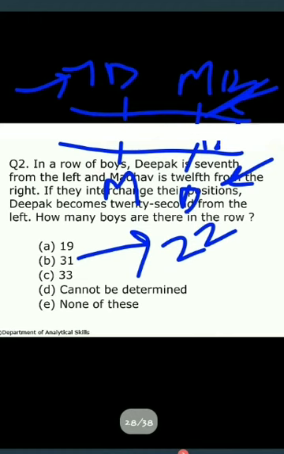Yes, value of R, L is given, value of N we can calculate. Now let's see the solution. So simple. Here this is a position of Deepak initially, that is 7th from the left. This is a position of Madhav, that is 12th from the right.